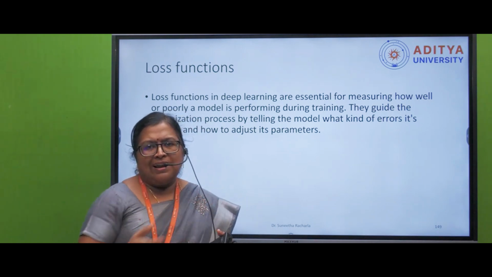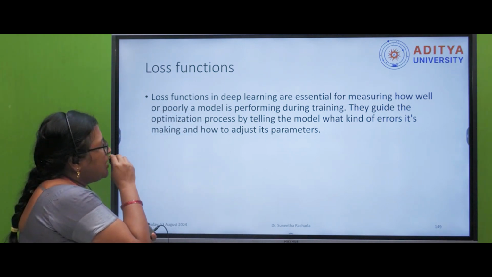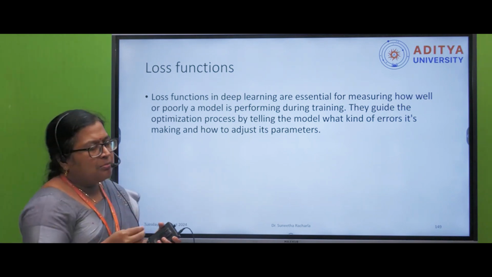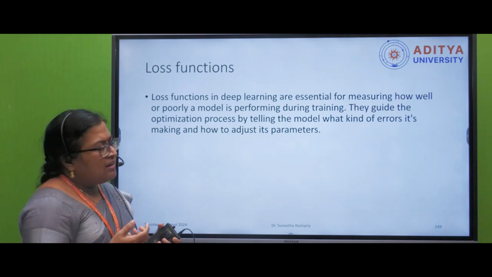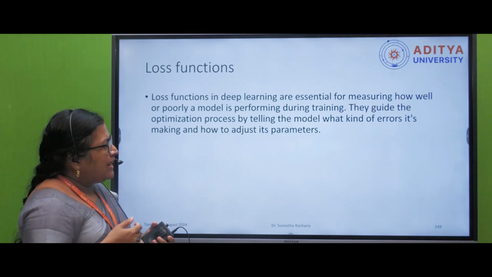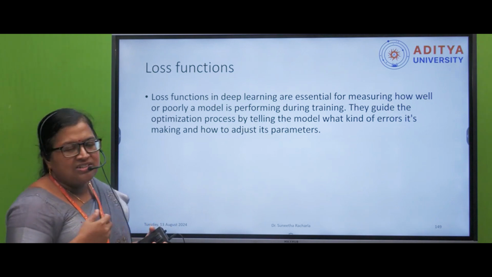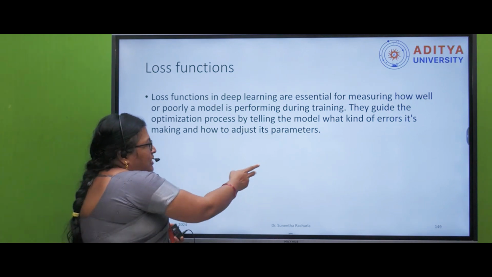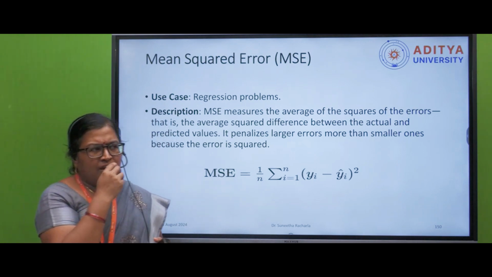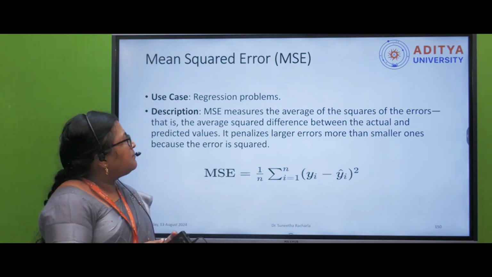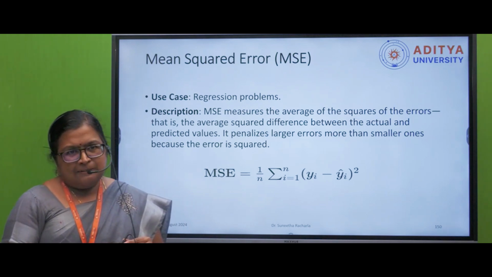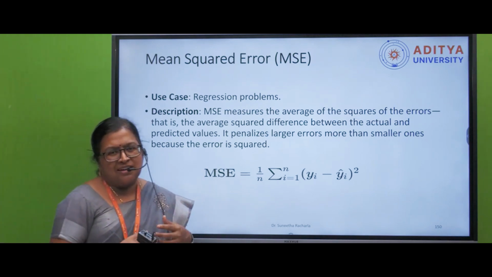That function is called a loss function. Loss functions in deep learning are essential for measuring how well or poorly your model is performing during training. This guides the optimization process by telling the model what kind of error it is making and how to adjust its parameters. There are different ways we can calculate loss functions. The first one is MSE, mean squared error, which I will explain with an example.